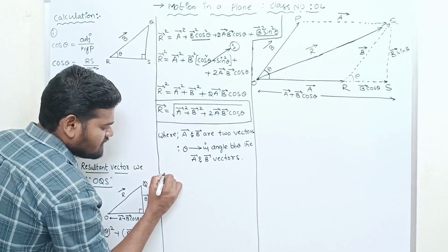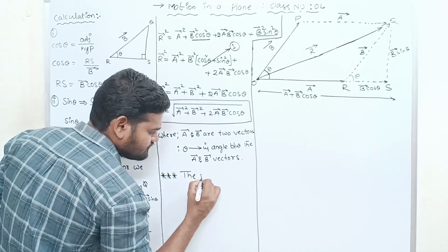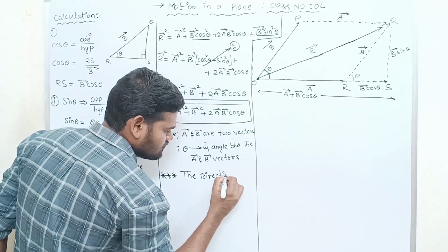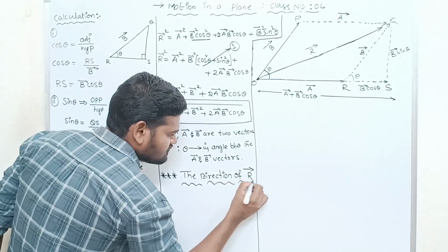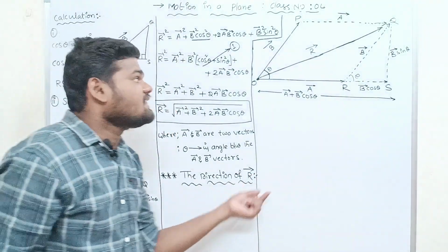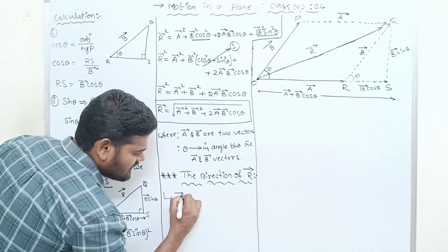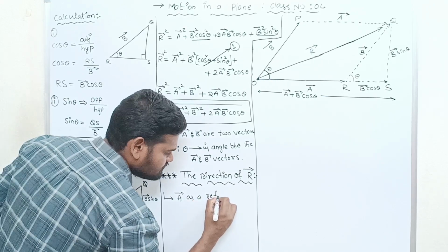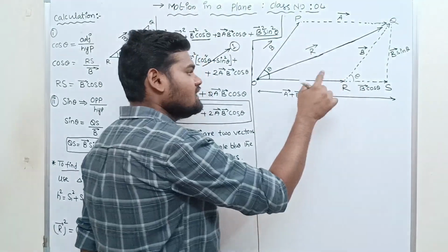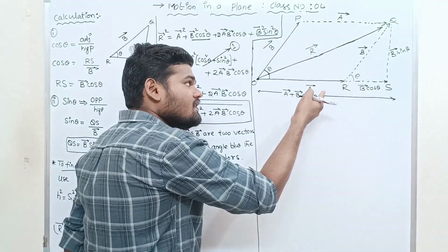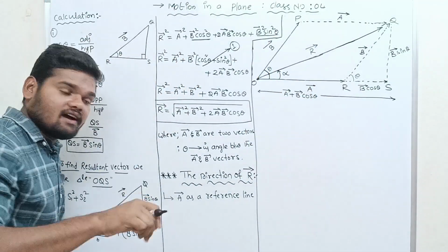Now I'm going to find the direction of the resultant vector, that is R bar. To find the direction of the resultant vector R bar, I'm taking the A bar vector as a reference line. From this reference line, the A bar vector, the R bar vector is at an angle alpha.